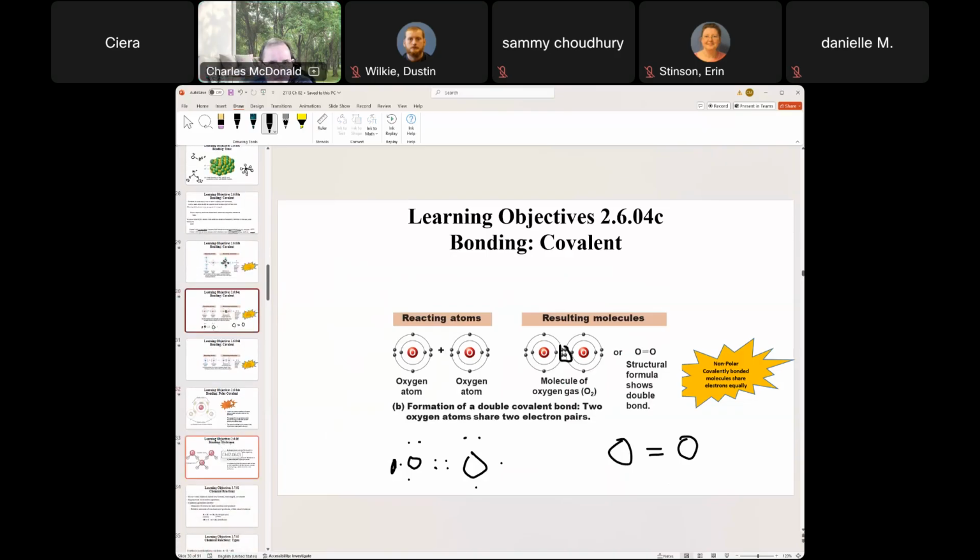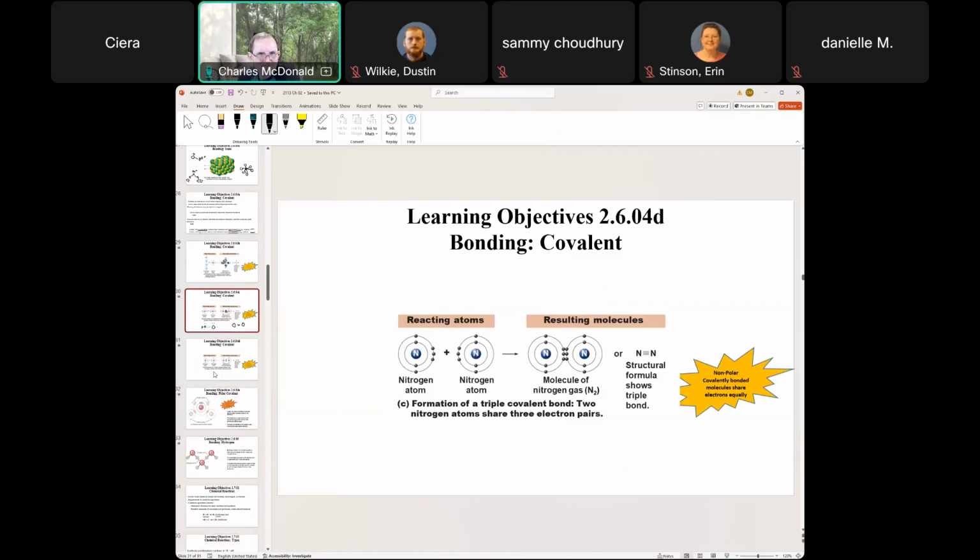We're almost to the end, guys. Hang in there. I know this is a lot of stuff. Nitrogen, on the other hand, has 5 in its outer shell, so it needs 3. So the way these guys do it is they share 3 pairs each. And this is the way nitrogen is in the atmosphere. Since they're sharing 3 pairs, they've got this triple bond.